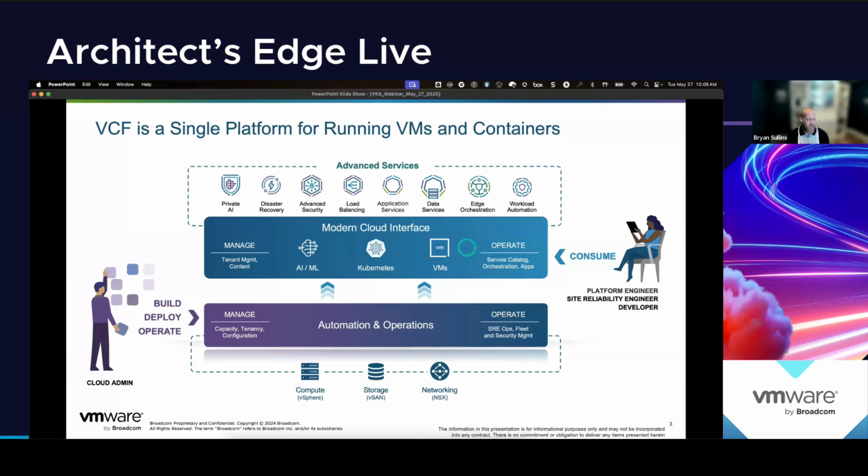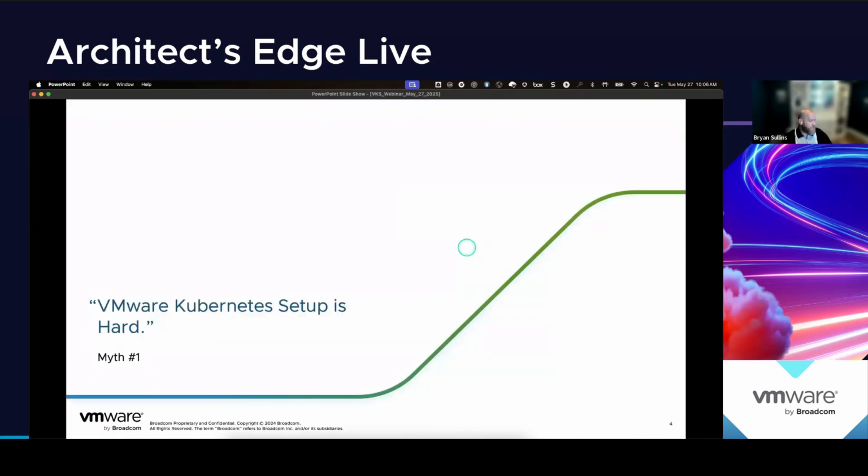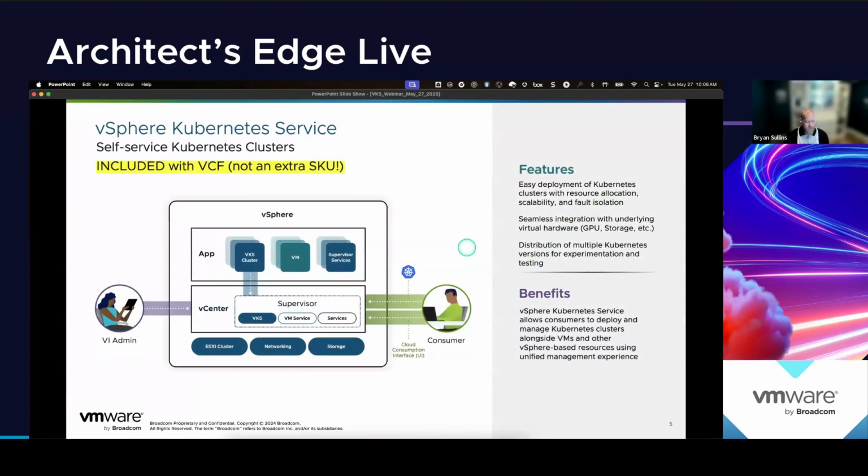VKS is one big part of that, as you'll see as we go on here. One of the myths is that VMware Kubernetes setup is hard. It has now been made super, super easy. Ultimately, the Rubicon that you would cross setting this up is to install what is called the Supervisor. The Supervisor is a Kubernetes cluster that provides for what we call Paravirt, and that allows for all of the self-service for Kubernetes clusters out there, amongst other things.